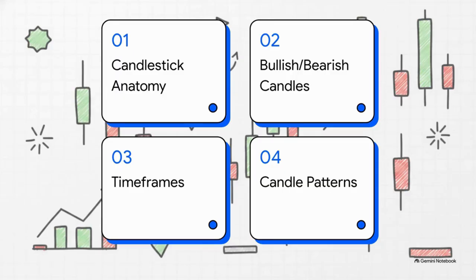So here is our roadmap for today. First, we'll look at the anatomy of a candlestick. Second, bullish versus bearish battles. Third, the lens of time frames. And finally, spotting market patterns.